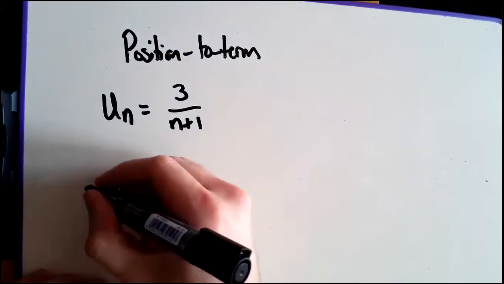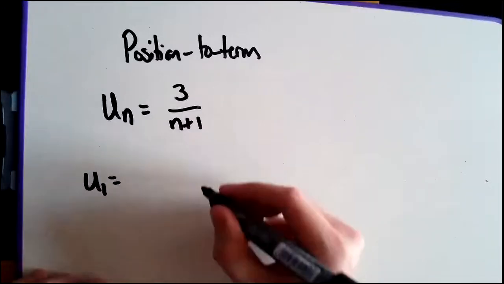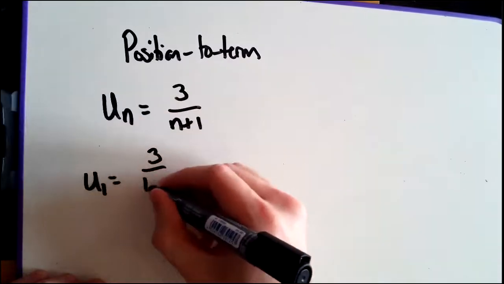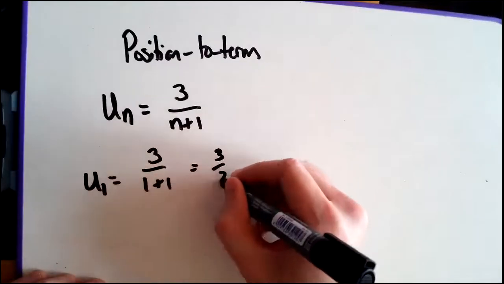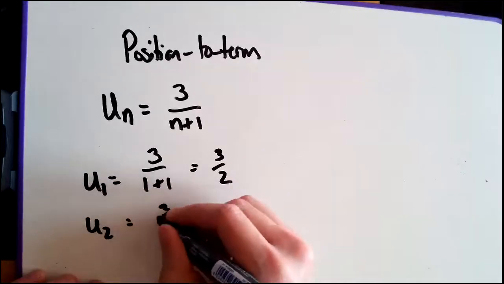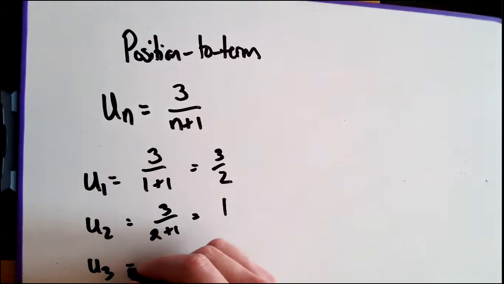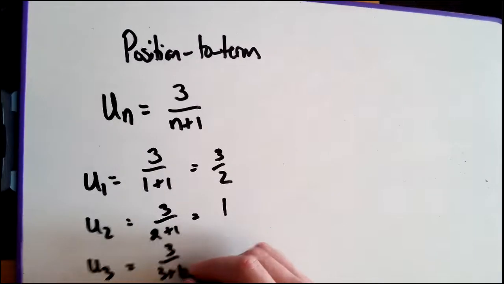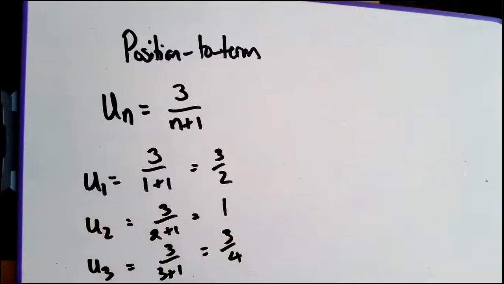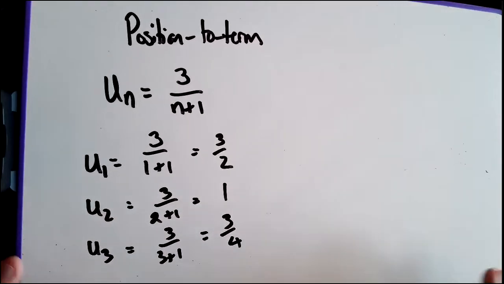So to get the first term, I would sub in 1, so 3 over 1 add 1, which means 3 over 2. u2 is 3 over 2 add 1, which is 1. u3 would be 3 over 3 add 1, which gives me 3 over 4, etc. That's like an nth term.